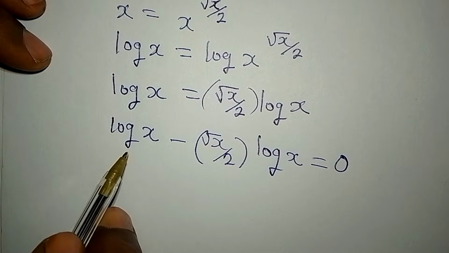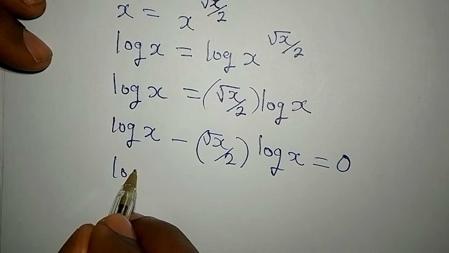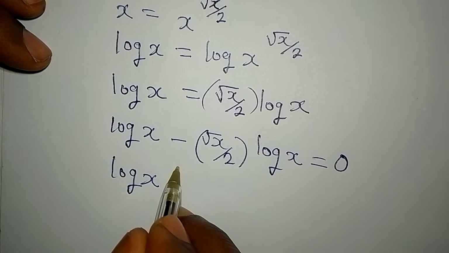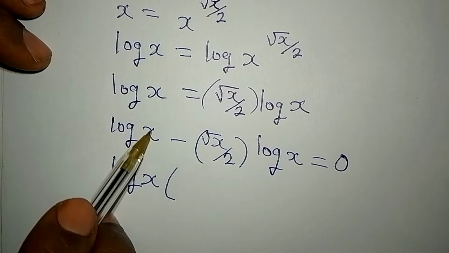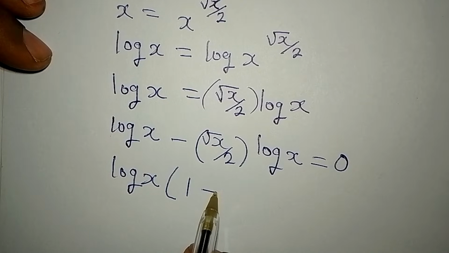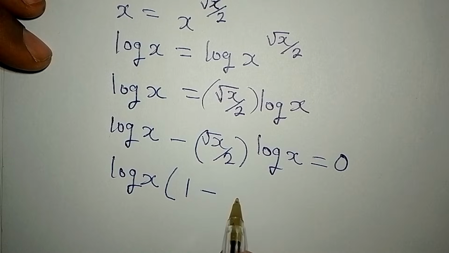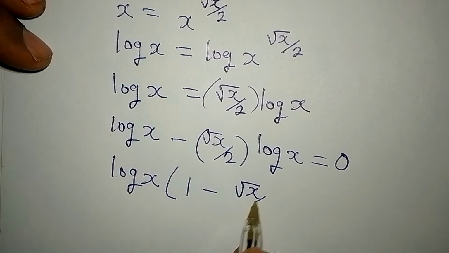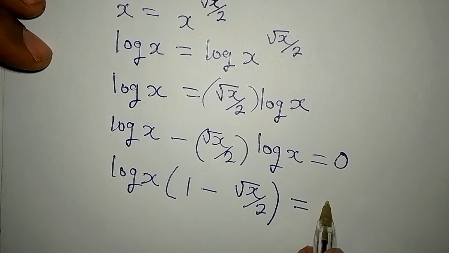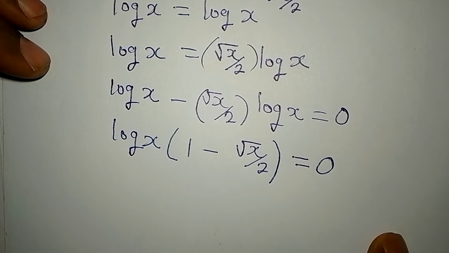We can see that we have log x and log x over there. So we're going to factor out, we're going to factorize to get our log x. Then we open bracket. The whole of log x has come out, so we have 1 over there, minus, from here log x is out, it's only this that is remaining, root x over 2, then close bracket, and this is equal to 0.